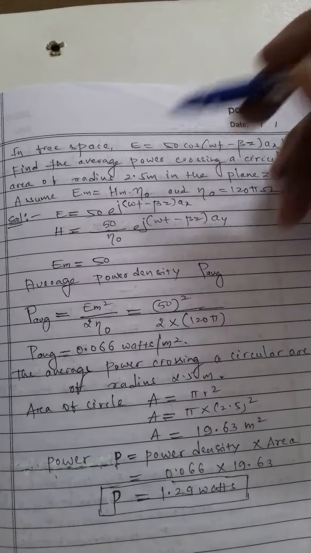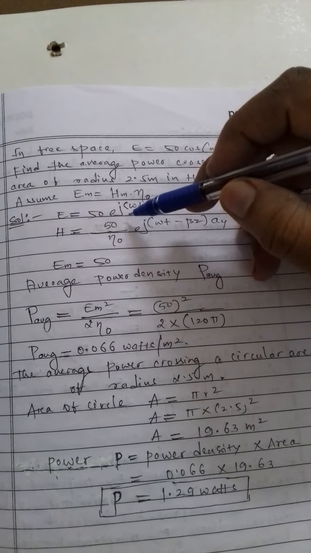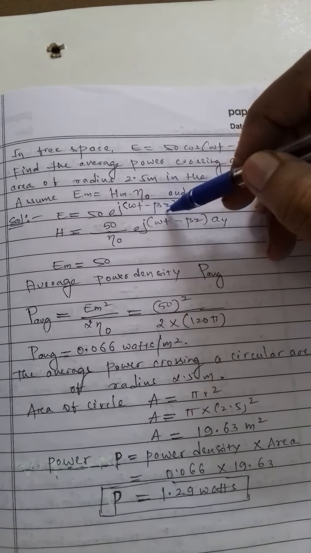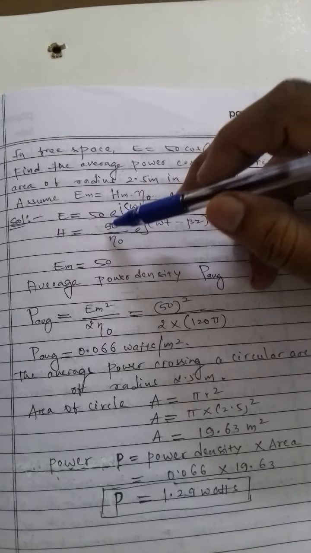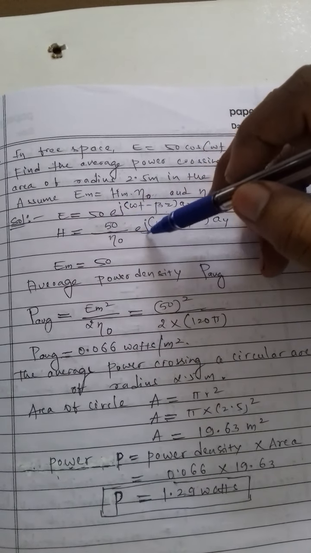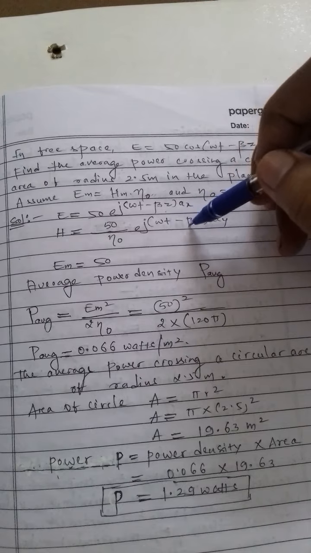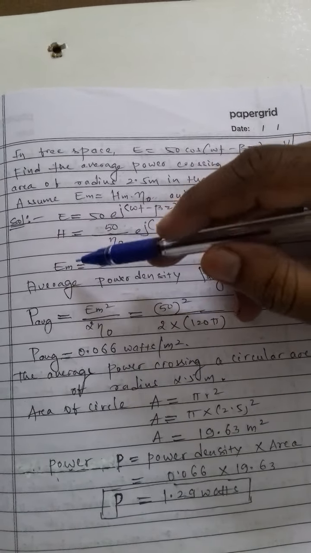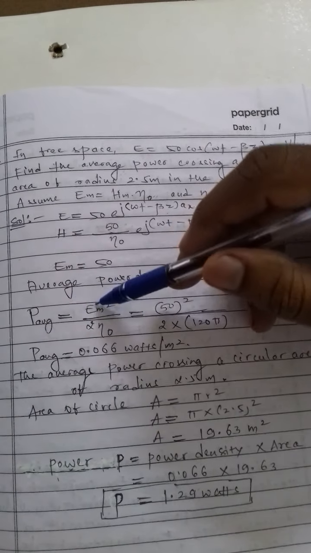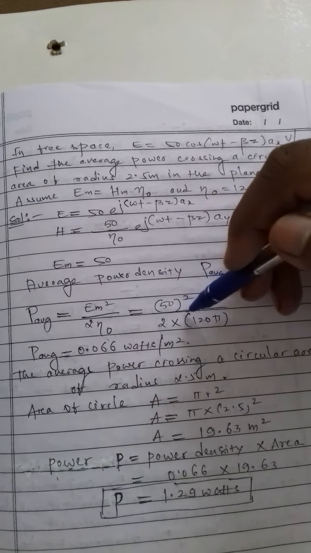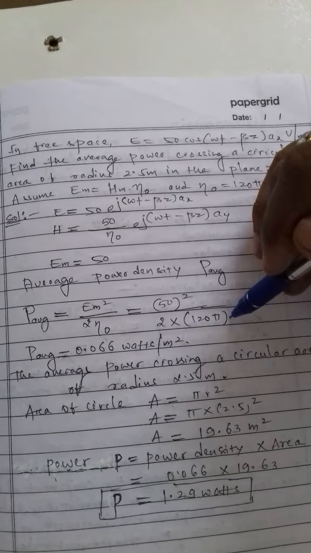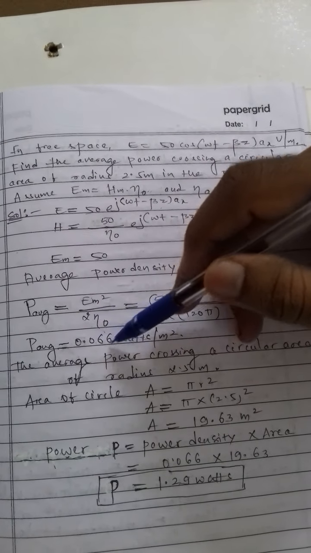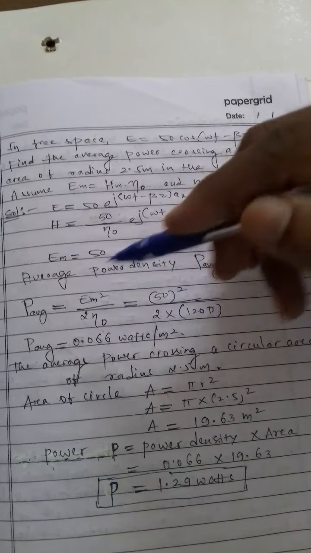E is equal to 50 cos, that is 50 e raised to j(omega t minus beta z) ax. H is equal to 50 upon eta naught e raised to j(omega t minus beta z) ay. Em is equal to 50, so the average power density is equal to Em square upon 2 eta naught, 50 square upon 2 into 120 pi. Average power density is 0.066 watts per meter square.